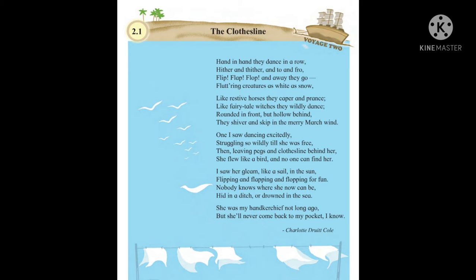Hand in hand, they dance in a row, hither and thither and to and fro. Flip, flap, flop, and away they go, fluttering creatures as white as snow. Like restive horses, they caper and prance, like fairy tale witches, they wildly dance. Rounded in front but hollow behind, they shiver and skip in the merry March wind.